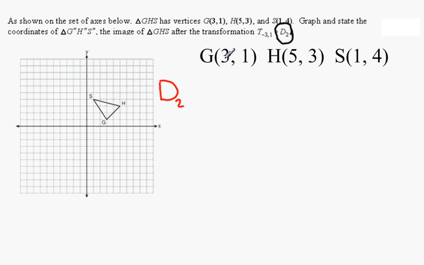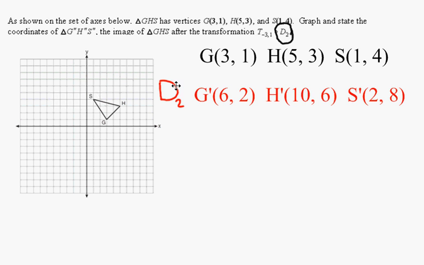So it's going to be 3 times 2, 1 times 2, and then moving on to H, 5 times 2, 3 times 2, moving on to S, 1 times 2, and 4 times 2. So when we do that, we get these coordinates. So that's what the dilation gets us.